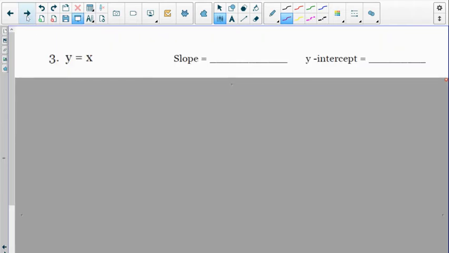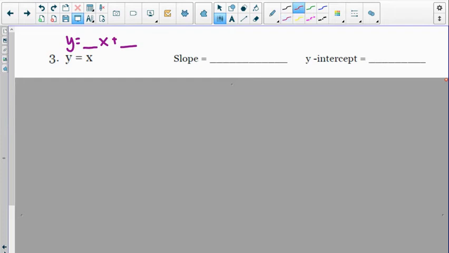All right, for number 3, we have y equals x. Now, on this one, we don't see any numbers at all. However, there are 2 numbers there. They're kind of hidden, invisible numbers, and they're actually different values. So if we want to try to rewrite this using values, y equals something times x plus something, let's think about what numbers we could put in those blanks to simplify it to just y equals x.